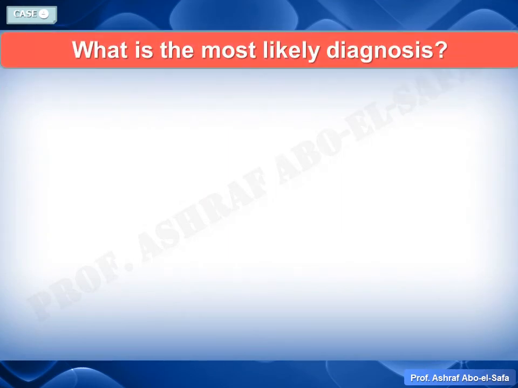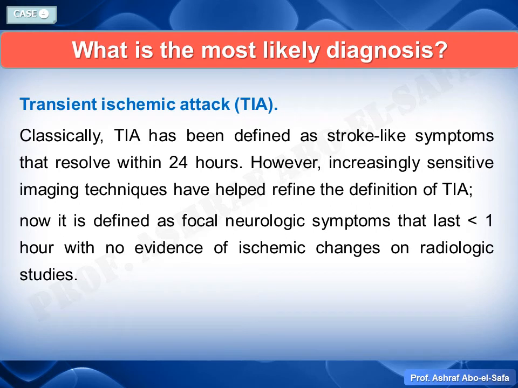What is the most likely diagnosis? Transient ischemic attack. Classically, transient ischemic attack has been defined as stroke-like symptoms that resolve within 24 hours. However, increasingly sensitive imaging techniques of the brain have helped refine the definition of TIA. Now, it is defined as focal neurologic symptoms that last less than 1 hour, with no evidence of ischemic changes on radiological studies.